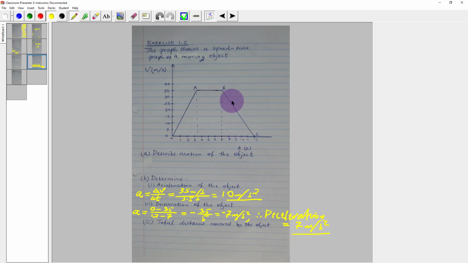And of course, maybe we can come to this graph here if it was drawn very accurately, and we'll see that in 1 second, maybe the decrease will be 7, from maybe 35 all the way to something like 33 or something like that, somewhere around here. So far, so good. How about the total distance covered by the object?